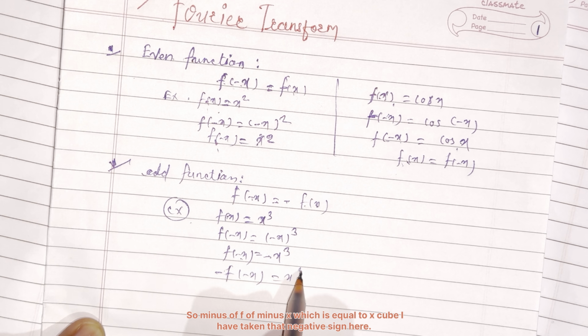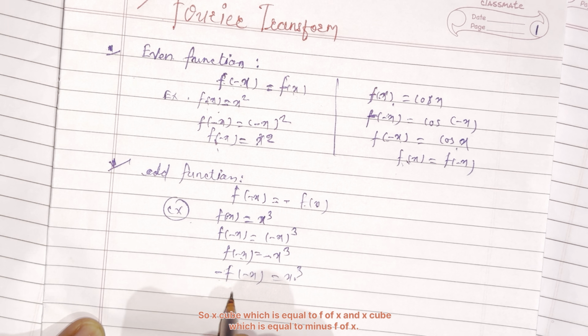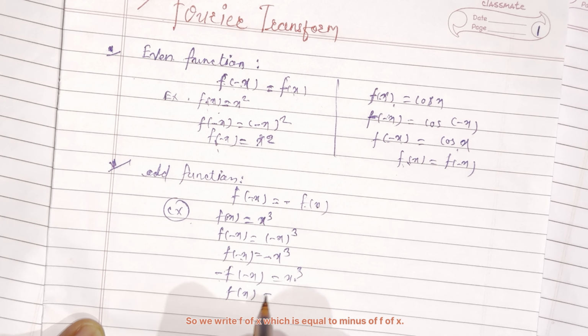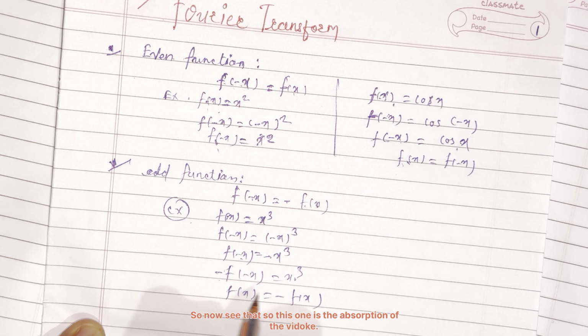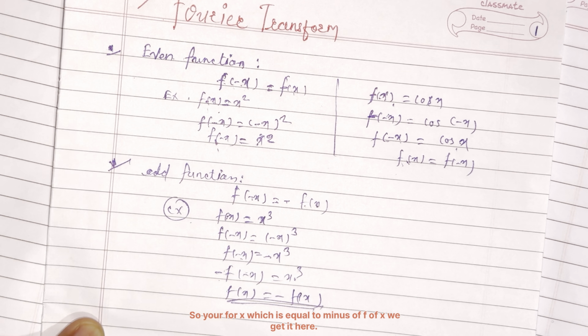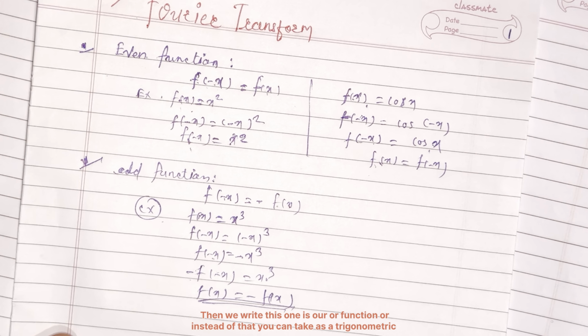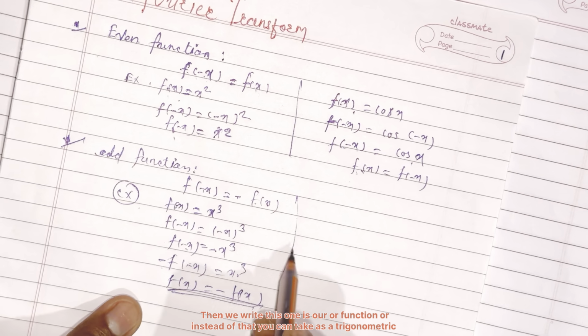I have taken that negative sign here. So x cube is equal to f of x, and x cube is equal to minus f of minus x. So we write f of minus x is equal to minus of f of x. This one is the absorption of the value, and we get f of minus x equal to minus f of x here.